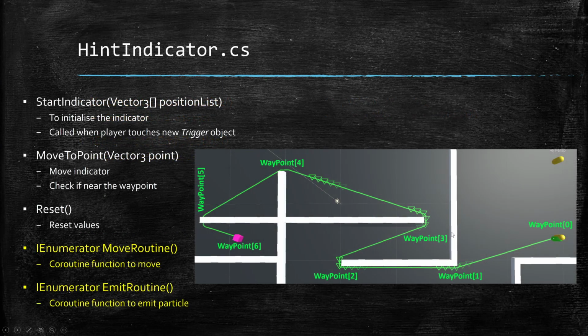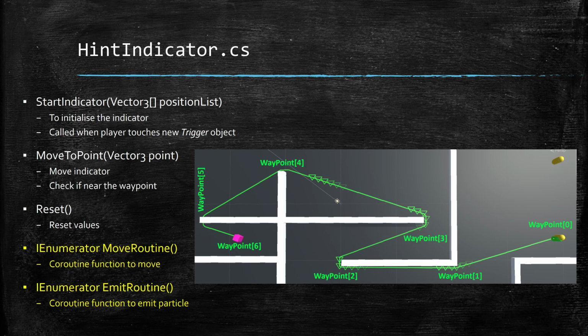Okay, so this is what we covered. You start from the first waypoint and move towards waypoint 1. By moving forward, the move to point function will be called. When you're nearby or reaching point 1, your next destination will be point 2, and so on until the end. Then that will call reset, which sets our arrow back to waypoint 0 again.